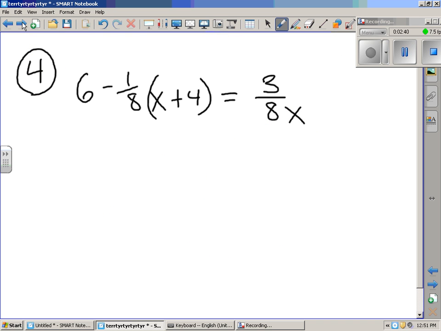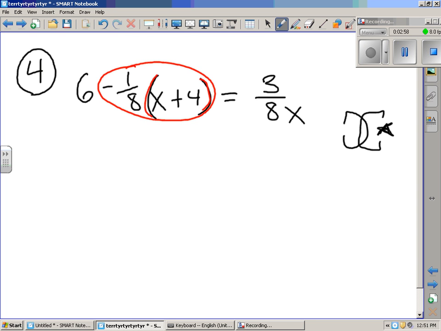Number 4. Again, we need to deal with the distributive property section first. Then we're going to collect like terms, and then we're going to write in our symbols. So the first step is to circle our distributive property section, which includes the parentheses, the number in front of it, and the sign in front of that number. Everything else we're just going to copy down.